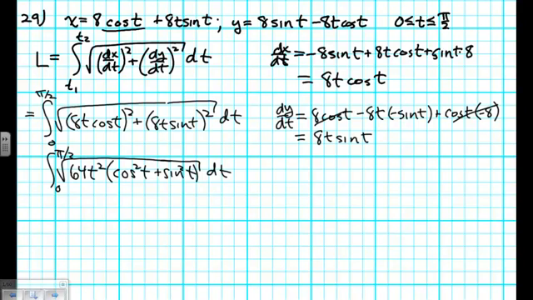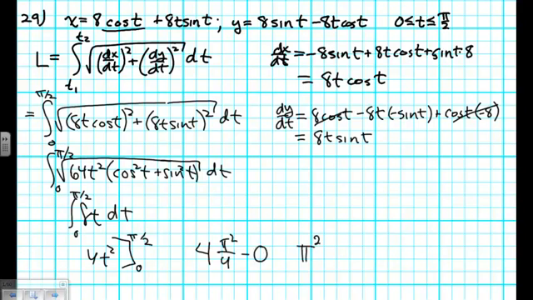So we recognize that identity as 1. The square root of 64 t squared is 8t. So it's going to be 4t squared evaluated from 0 to pi over 2, which is 4 pi squared over 4 minus 0, or pi squared.